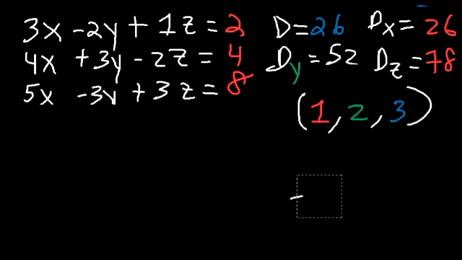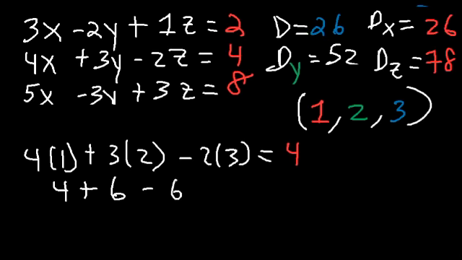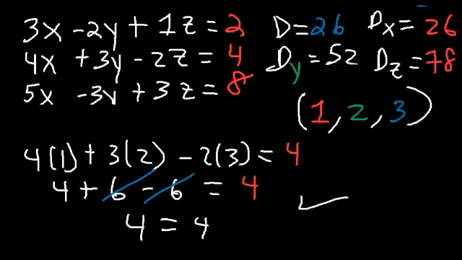Now let's see if the solution works for the second equation. So it's going to be 4 times 2, times 1, x is 1, not 2, plus 3 times 2, y is 2, and then z is 3. So let's see if that's equivalent to 4. 4 times 1 is 4, 3 times 2 is 6, 2 times 3 is 6, so 6 minus 6 is 0, they cancel, and therefore 4 equals 4. So it works for the second one. So everything's looking good right now.